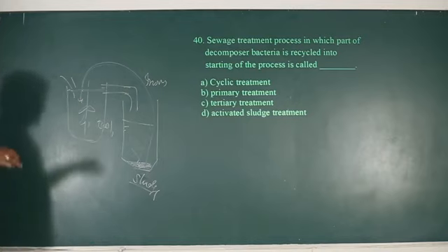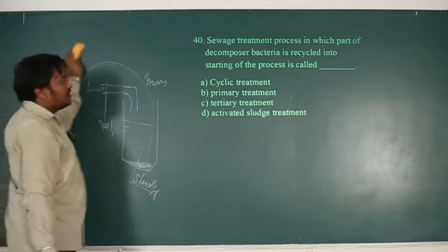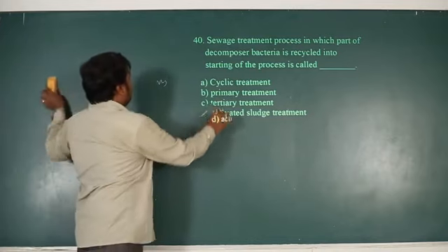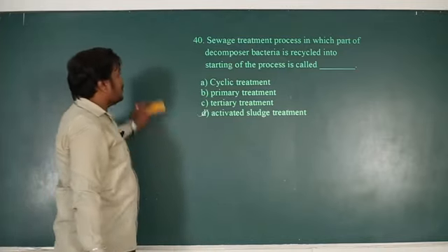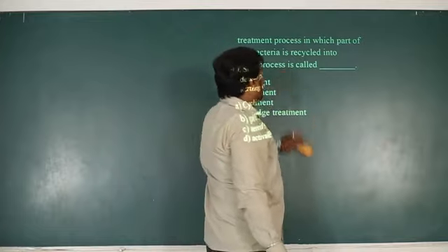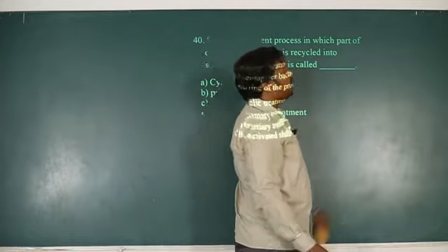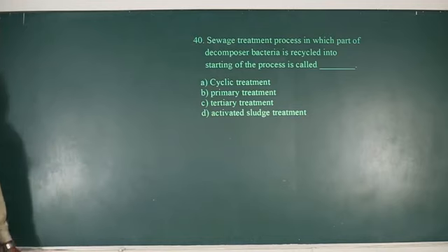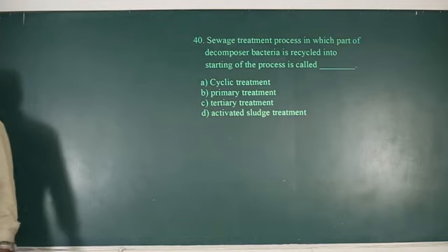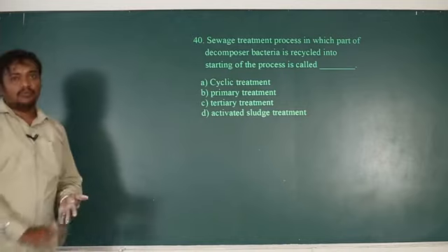Okay, that is called activated sludge. So this is called activated sludge treatment. Due to the activated sludge treatment, the rate of reaction increases with respect to reducing the organic matter in the water. That is, BOD decreases quickly in the water. Okay, so that's it. This is all about the chapter Microbes in Human Welfare. Thank you.